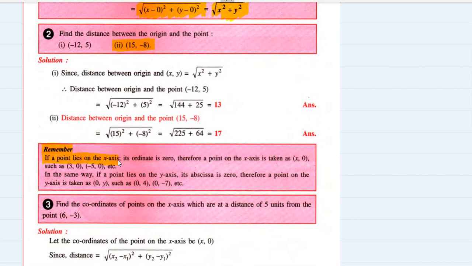Okay, if a point lies on the x-axis, its ordinate is 0. Therefore, a point on the x-axis is taken as x comma 0, such as 3 comma 0, minus 5 comma 0, etc.